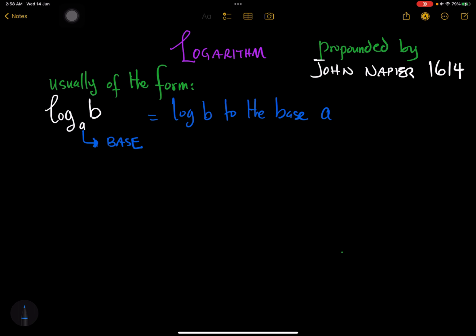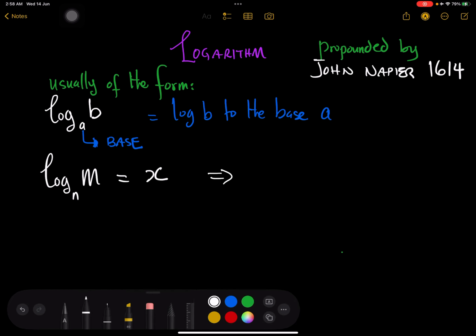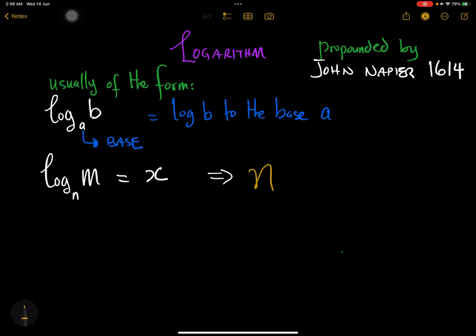So if you have something like this, let's say we have log m to the base n, and we equate it to, let's say, x. What it means is that, remember, in index form it is going to have the n, because we know that the n here is the base. So the base is n, and the x here is the exponent or power, so that goes to the top of the n, and it is equal to m. So there you have it.